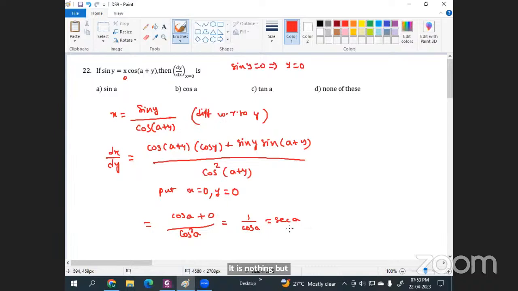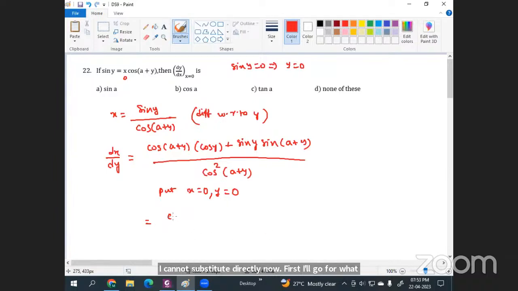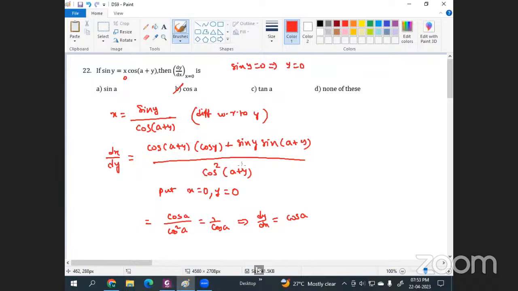Sorry, I need to get the first dy by dx, right? I cannot substitute directly now. First, I'll go for dx by dy. Okay, no problem. We'll get it as cos A by cos square A, that equals 1 by cos A. Then dy by dx is cos A. Right? Your option is B. Your option is B. Correct?